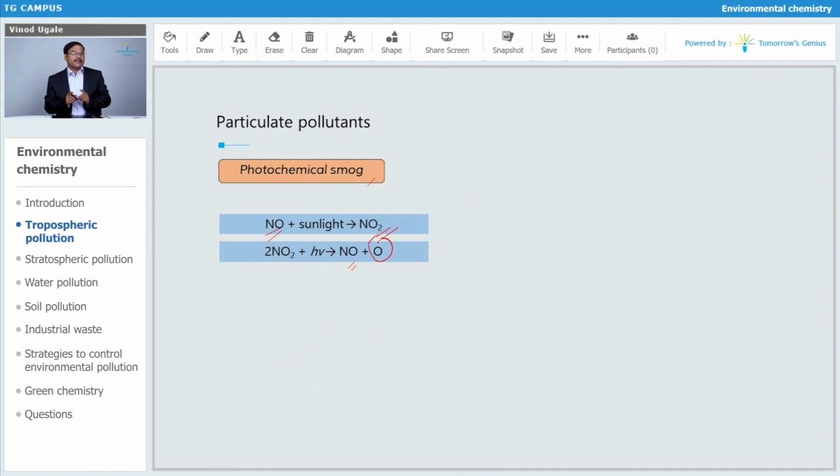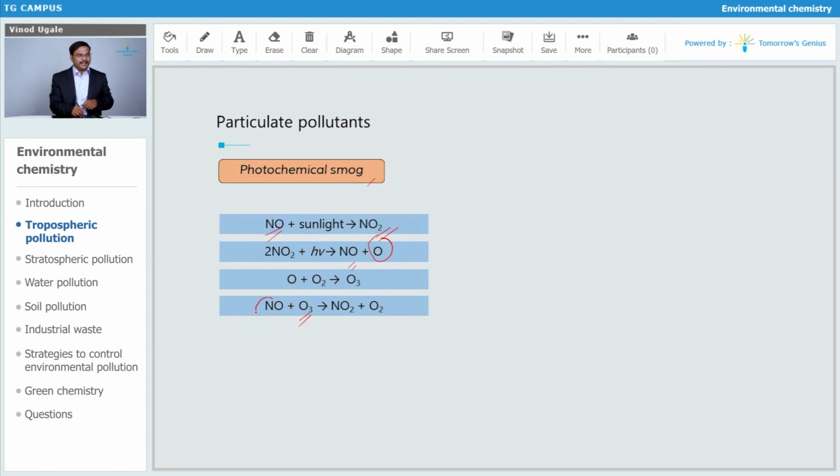Now we can see that there is only one atom of oxygen. It is not in the form of dioxygen. Dioxygen is stable, but this single oxygen, this mono oxygen, is highly reactive, and this highly reactive oxygen is going to react with another dioxygen molecule to form ozone, O3. Now this ozone reacts with nitric oxide again and forms NO2, and that NO2, yes, is a hazardous gas itself.